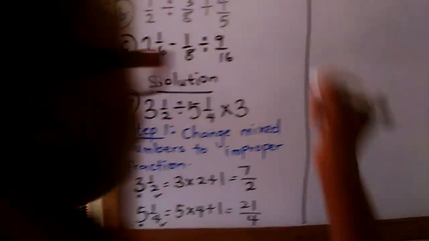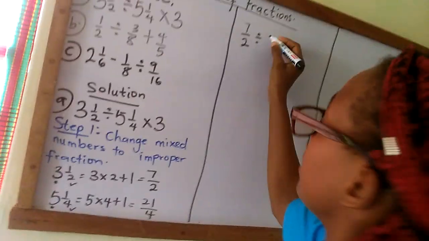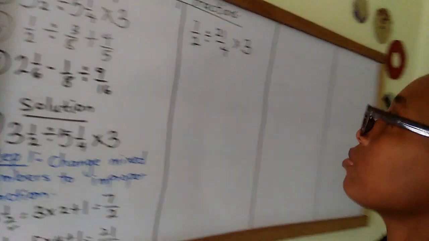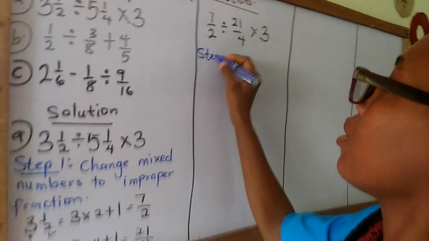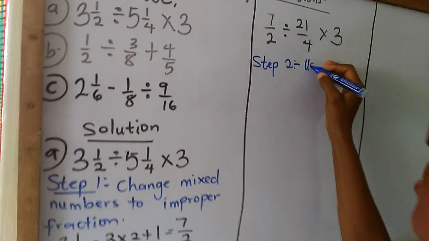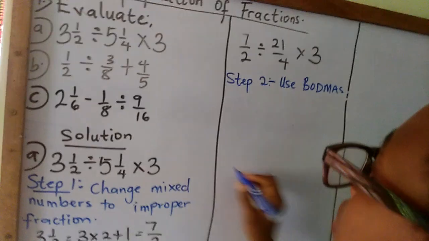So if we want to rearrange the question now, that will be 7 over 2 divided by 21 over 4 times 3. So this is step 2 now. To do step 2, you have to remember your BODMAS. Use BODMAS. Now, what is BODMAS?